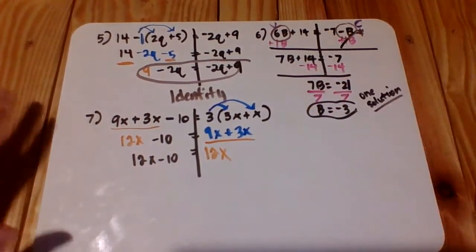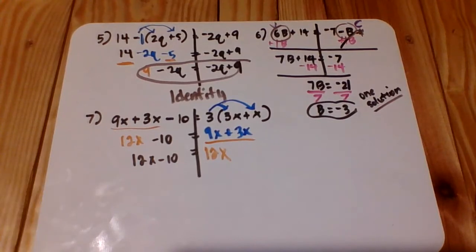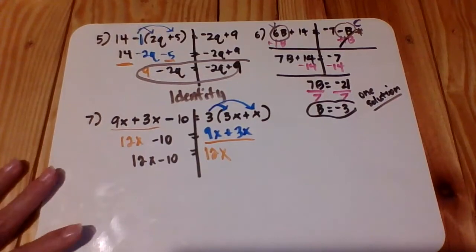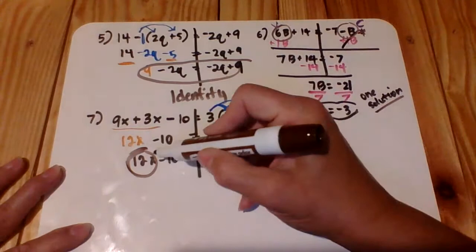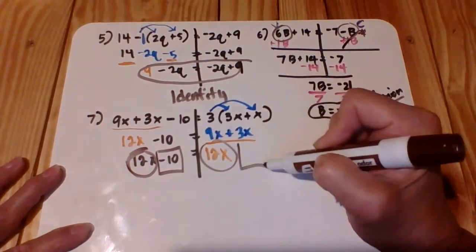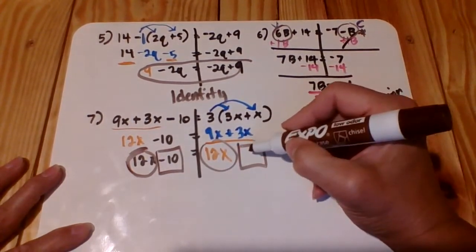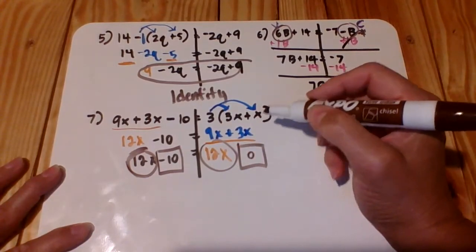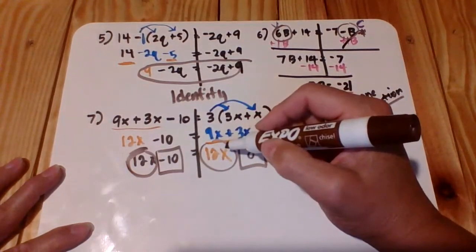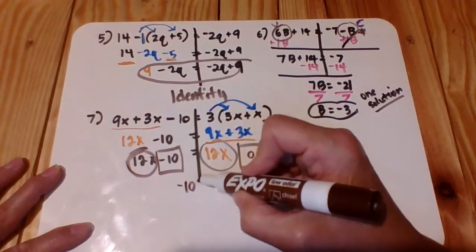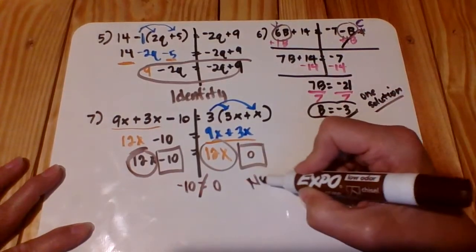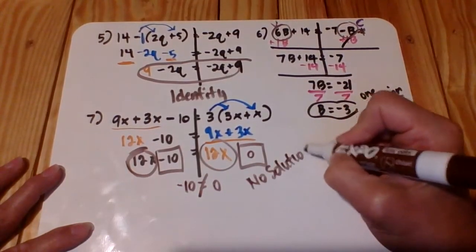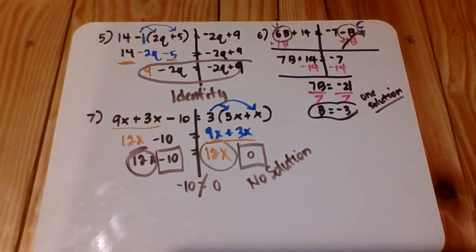And then nothing. Stop. Hold the phone. Do you notice something? I noticed that I have the same variable, 12x and 12x. Here, the constant is a negative 10. And what's the constant over here? There's nothing there. Could I put in a 0? Yep. So in the end, those variables would cancel, and it would be negative 10 equals 0. Can negative 10 equal 0? Absolutely not. So we would write no solution.